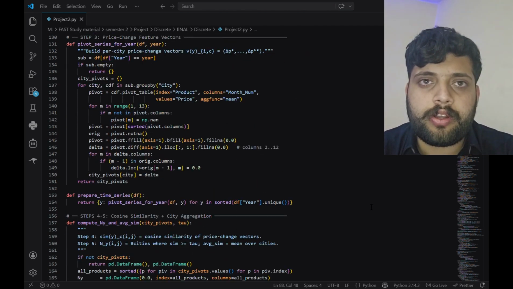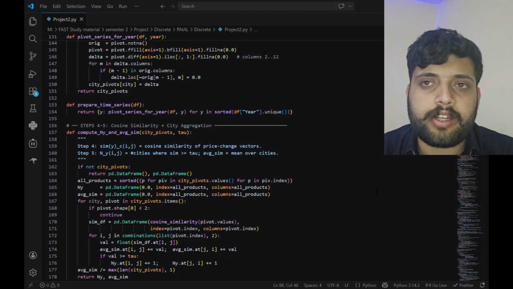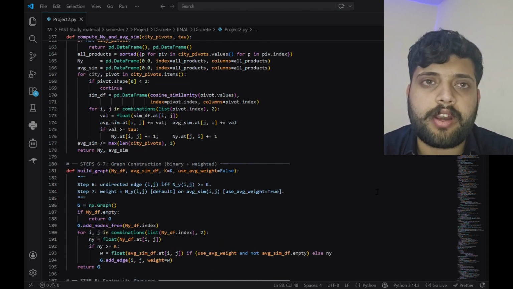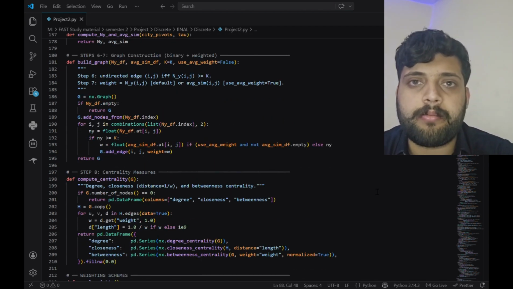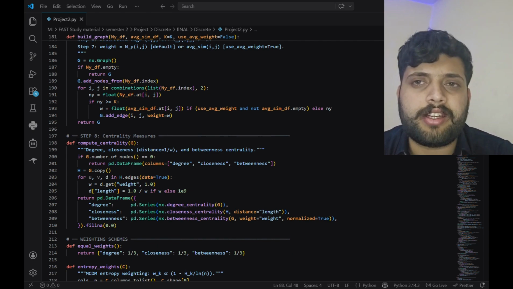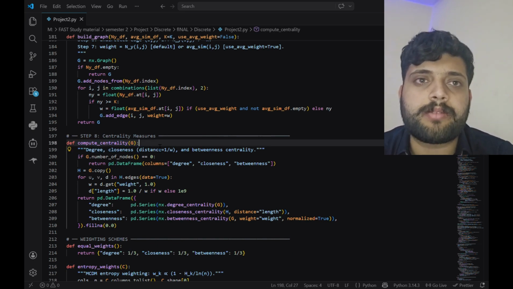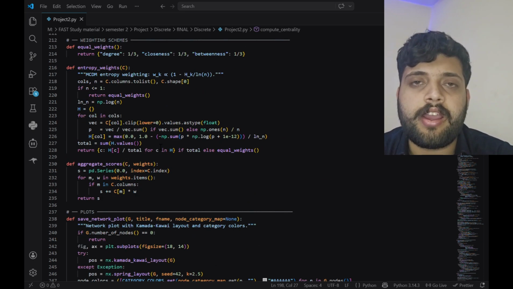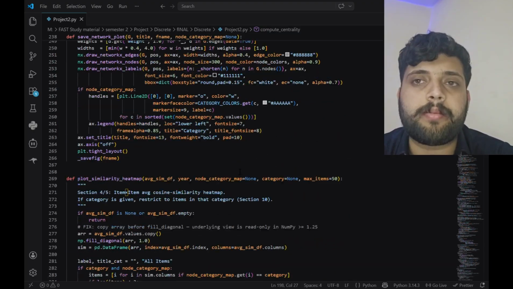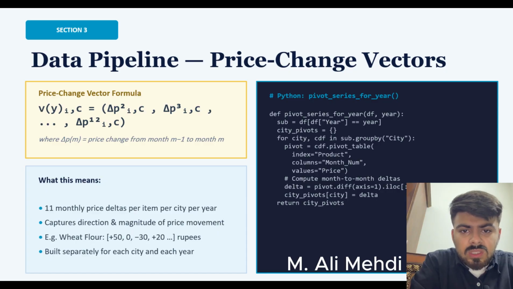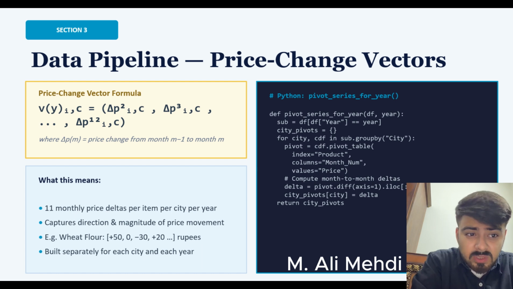Libraries used include pandas for data processing, scikit-learn for cosine similarity, NetworkX for graph operations, and matplotlib for all visualizations. The entire pipeline is reproducible. Just provide the data.xlsx file and run the script. All outputs appear in the output folder. So let me walk you through the mathematical pipeline of our discrete project.